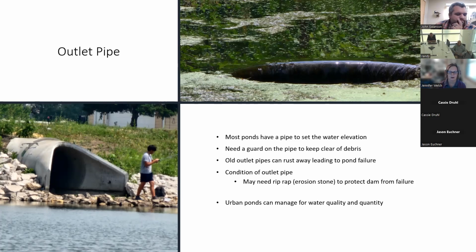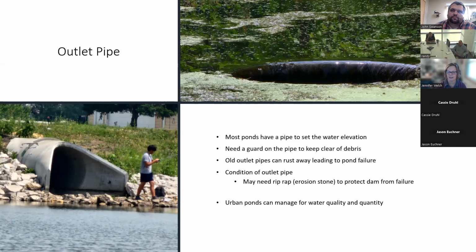The other thing to think about with ponds, if we're looking at some of the older ponds, is that the old outlet pipes can rust away, which can lead to pond failure. So there's a lifespan of those types of pipes. Sometimes if you're having some issues with your pond, it may be that your outlet pipe is rusted and has some holes and is causing some issues. So look at the condition of the outlet pipe. Now that would be the downstream side.